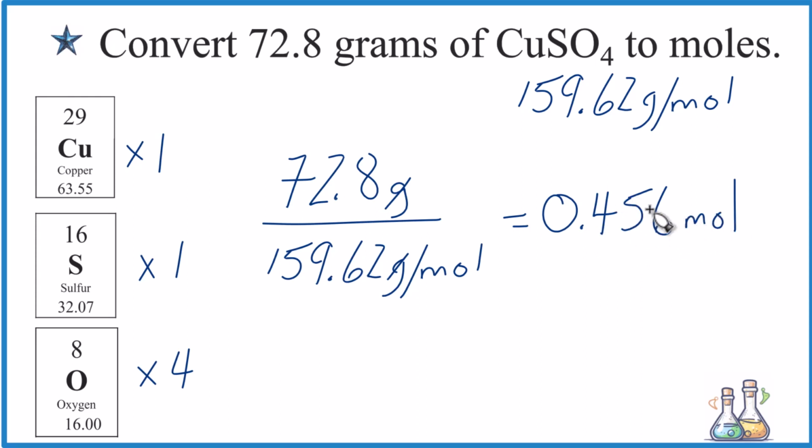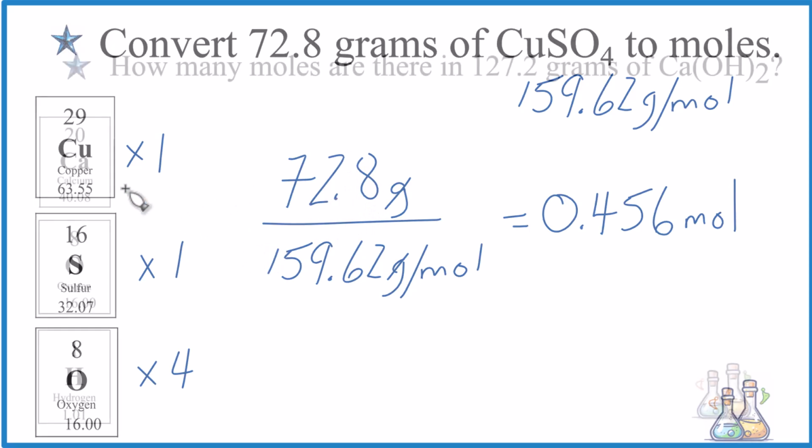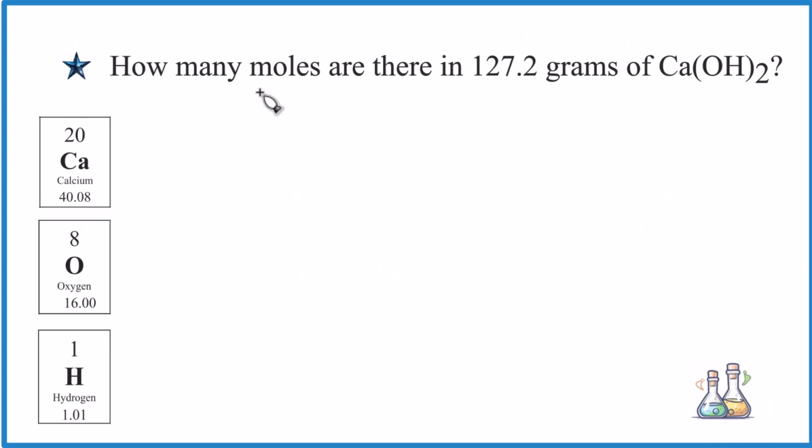If we wanted to change this back to grams, we'd multiply moles times the molar mass, and that would give us the 72.8 grams. Okay, so let's do another one. Pause, figure out how many moles we have in 127.2 grams of calcium hydroxide. And remember, this is just a number I made up for the problem. Nothing special about it.